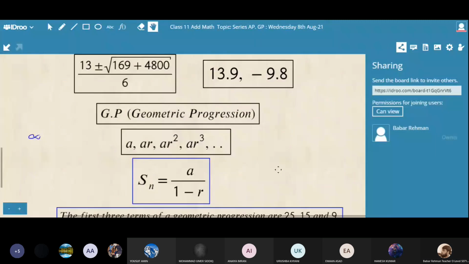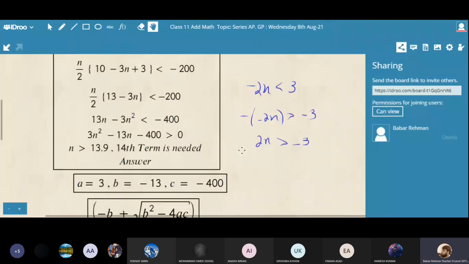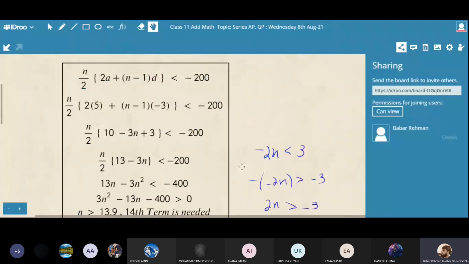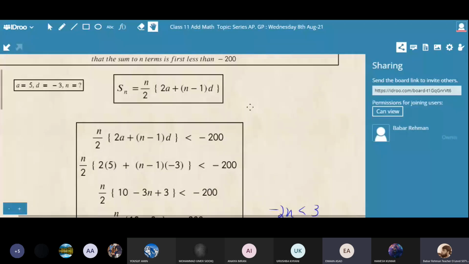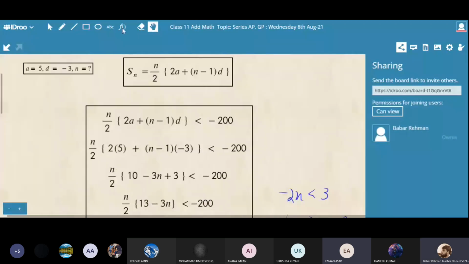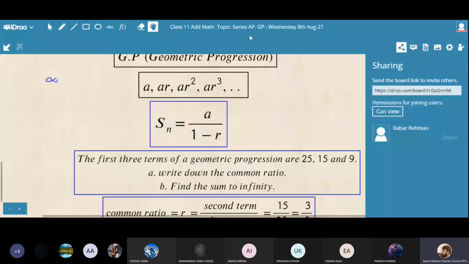Before this, we were using the sum to n terms in AP, that is like this, when you have been given a few terms and you are asked to find the sum of them. Yes, Iman, explain please. Sir, I got disconnected. Can you tell again?